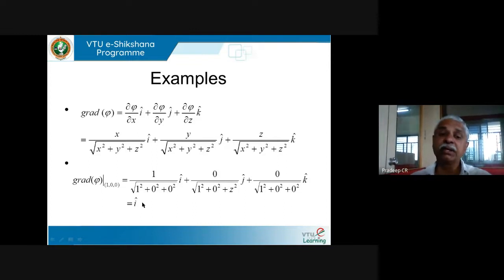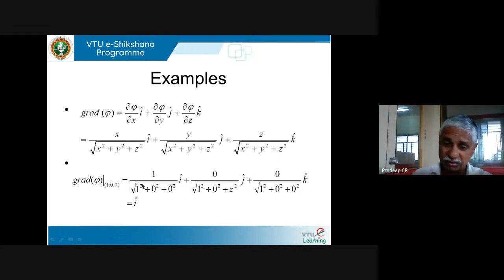So this is the grad phi. If you take all those physical interpretations, grad phi at (1, 0, 0) is i cap. That means if you go along i cap, the maximum change in phi happens, which is true. You can draw the scalar field and see it.